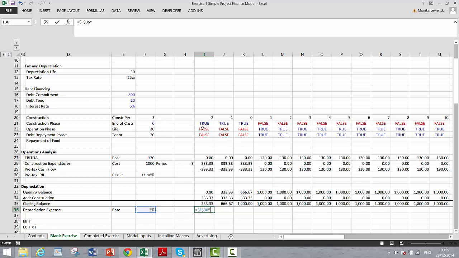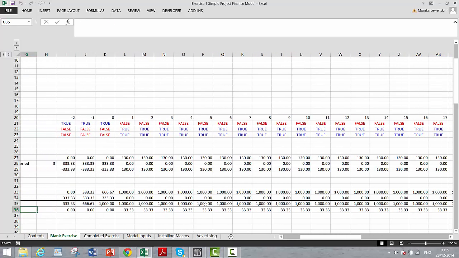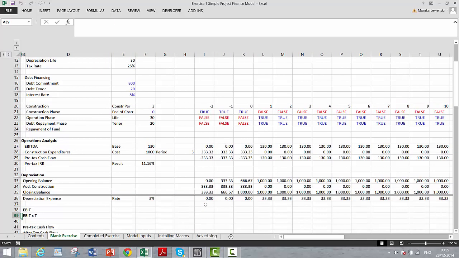And then let's multiply this one by the operation phase, and of course by the plant balance. In this case, it didn't make any difference whatsoever if it was the opening or closing balance. Okay, and then once we have that, we can get our EBIT, which is just the EBITDA minus the depreciation. Hope that's not too complicated.